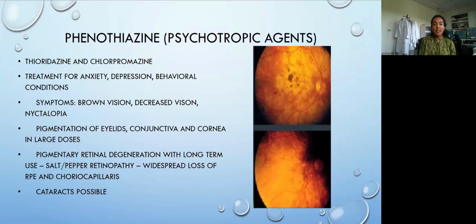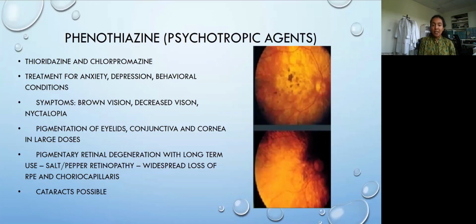The next class is phenothiazine. So these are psychotropic agents, thioridazine and chlorpromazine, and these are used for treatment of anxiety, depression, and also behavioral conditions. So patient symptoms for this include brown vision, decreased vision, and also nyctalopia or night blindness.